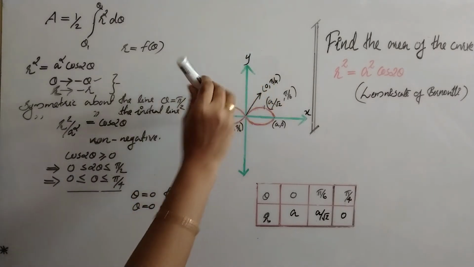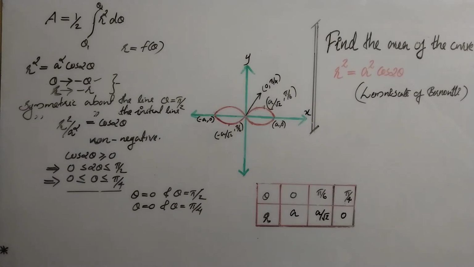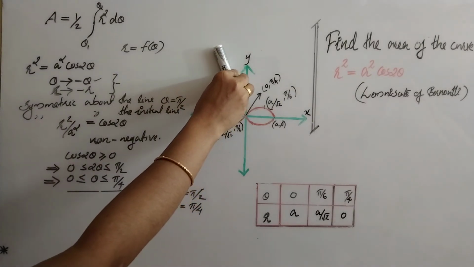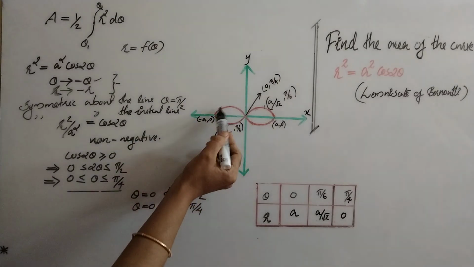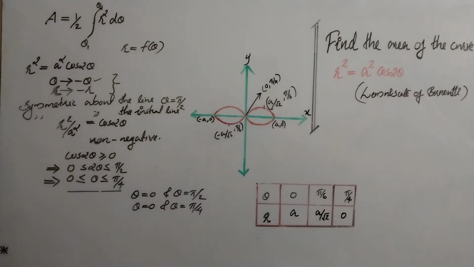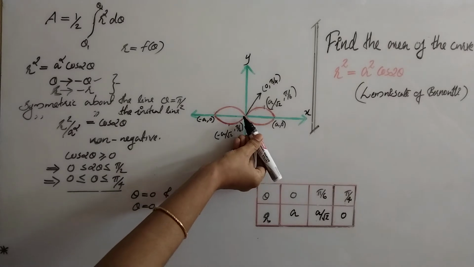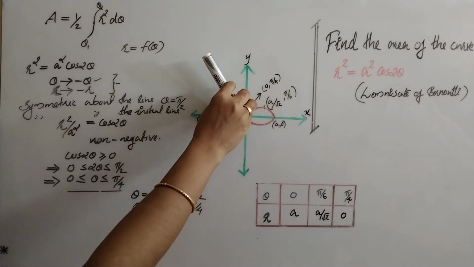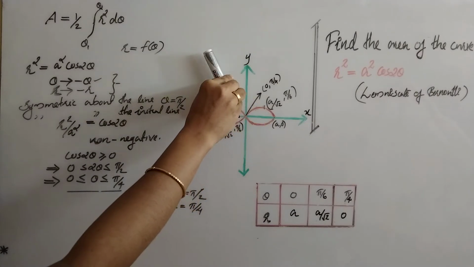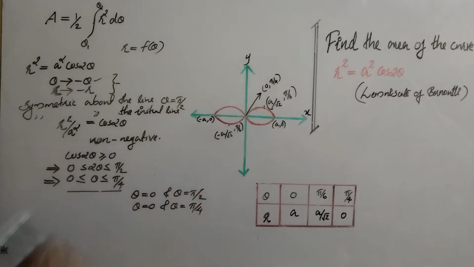On the left of theta equal to pi by 2, starting from theta equal to 3 pi by 4 and theta equal to 5 pi by 4. That is this loop. So, using the symmetry about the line theta equal to pi by 2, there is one loop from theta equal to minus pi by 4 to theta equal to pi by 4, and on the left side also one loop from theta equal to 3 pi by 4 to theta equal to 5 pi by 4. Hence, there are two loops for the given curve.